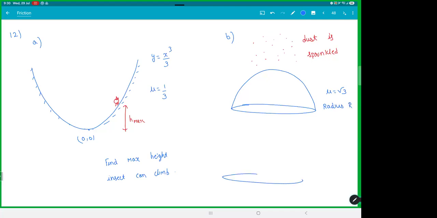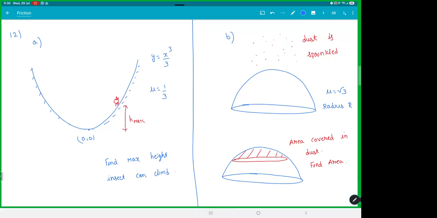So when you sprinkle the dust, part of the sphere got covered in dust. The whole thing is not covered, only a part of it is covered in dust. So this is the area covered in dust. Find the area. Let's see how you will do this. What is the surface of the bowl?